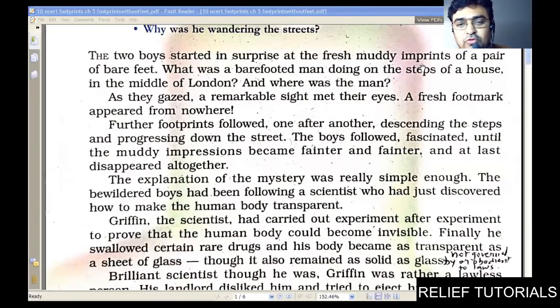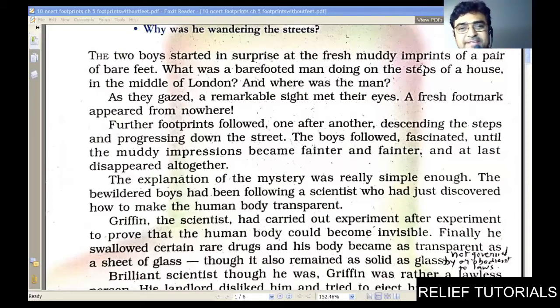Further footprints followed, one after another, descending the steps. Footprints were descending the steps, but the man was not seen. We are yet to be exposed to the mystery of that invisible man, friends. Mind well, though I already told you, it is not introduced here. So it is going to be introduced. Descending the steps and progressing down the street, the boys followed, fascinated, surprised, until the muddy impressions became fainter and fainter, duller and duller, and at last disappeared altogether. Once the mud had been used up and dried, no more footprints were left, so no more were seen.